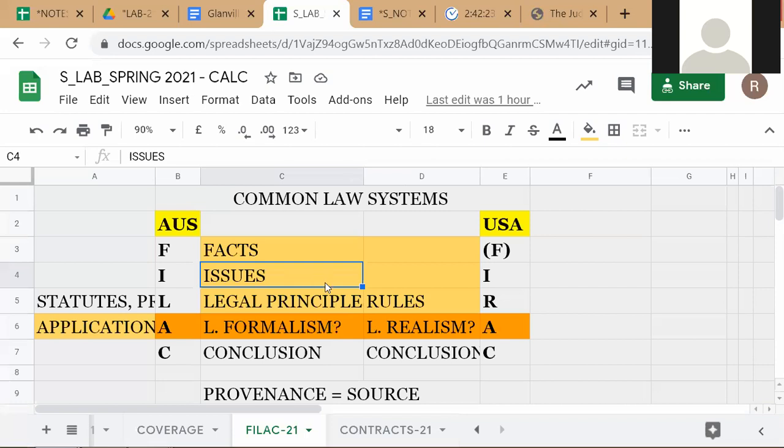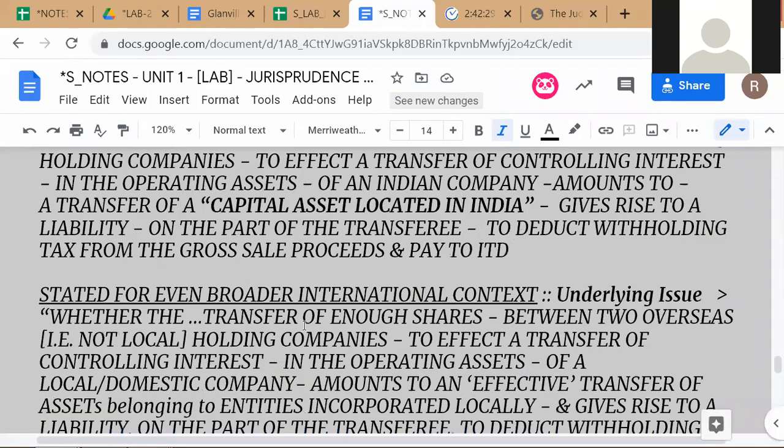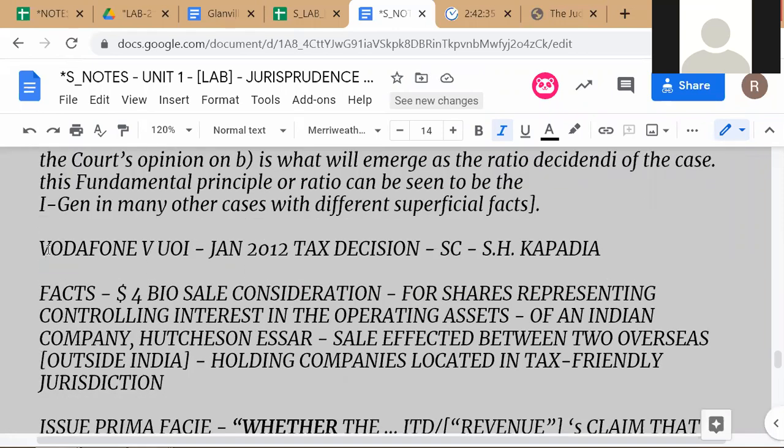So you'll see here that in the Vodafone case, Justice Kapadia's judgment of the Supreme Court, which actually these guys lost in the Bombay High Court. The Bombay High Court did not apply a formalistic ruling.